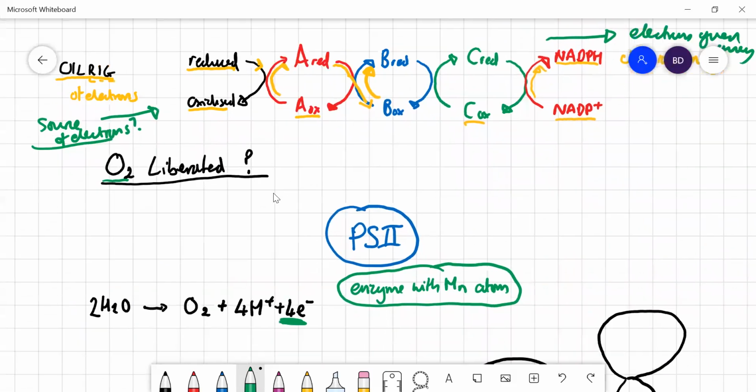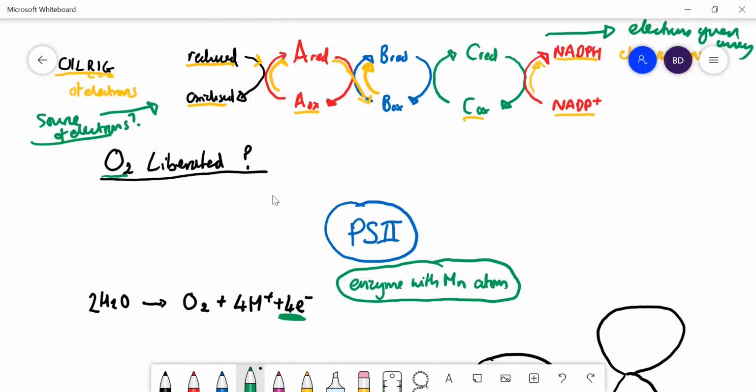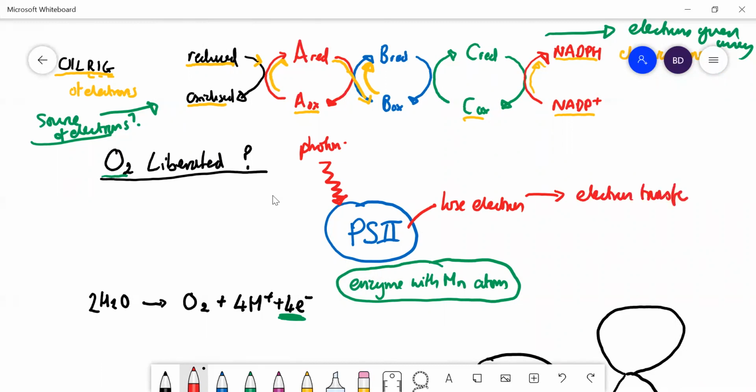So what happens is, let's have a quick look at this. This is actually photosystem 2 only. So this absorbs a photon of energy. As a photon comes in there, that causes photosystem 2 to lose an electron. And that goes into the electron transfer chain, and ultimately gets passed on to NADP plus, to make NADPH.